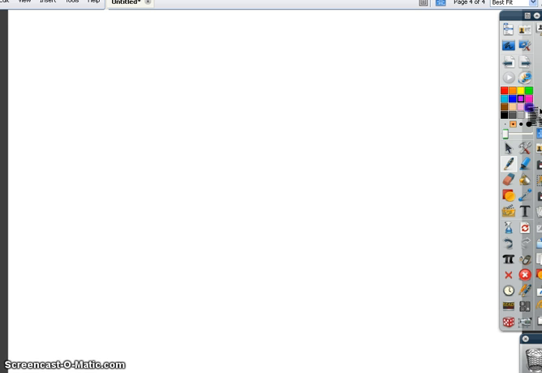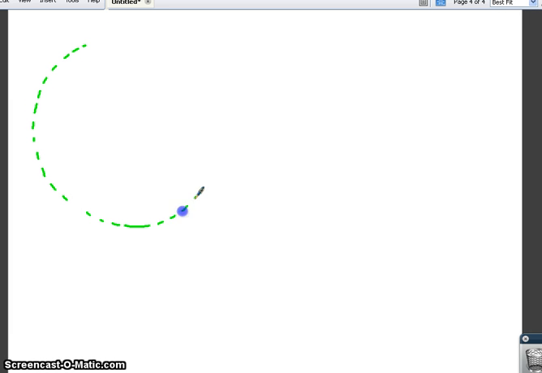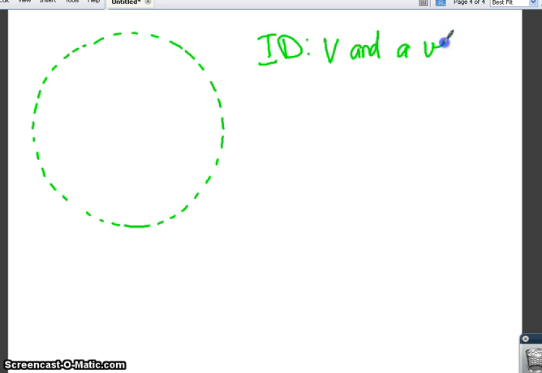Typically, you're going to be asked to draw, we'll do green. You're going to be given a circle, and the question is going to say identify the velocity and acceleration vectors. So we know that at any point along this circle the acceleration is pointing inward. Okay, so that's going to be the vector.